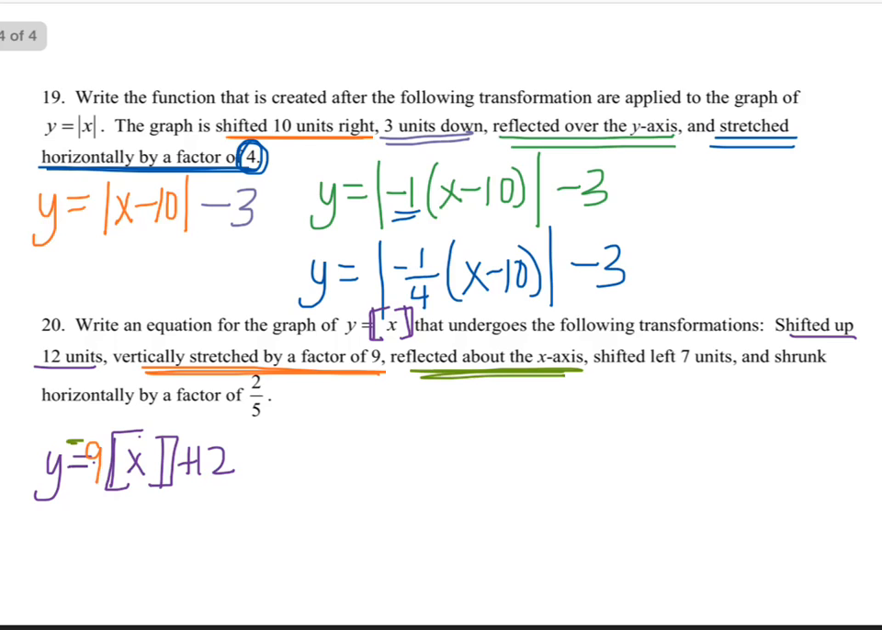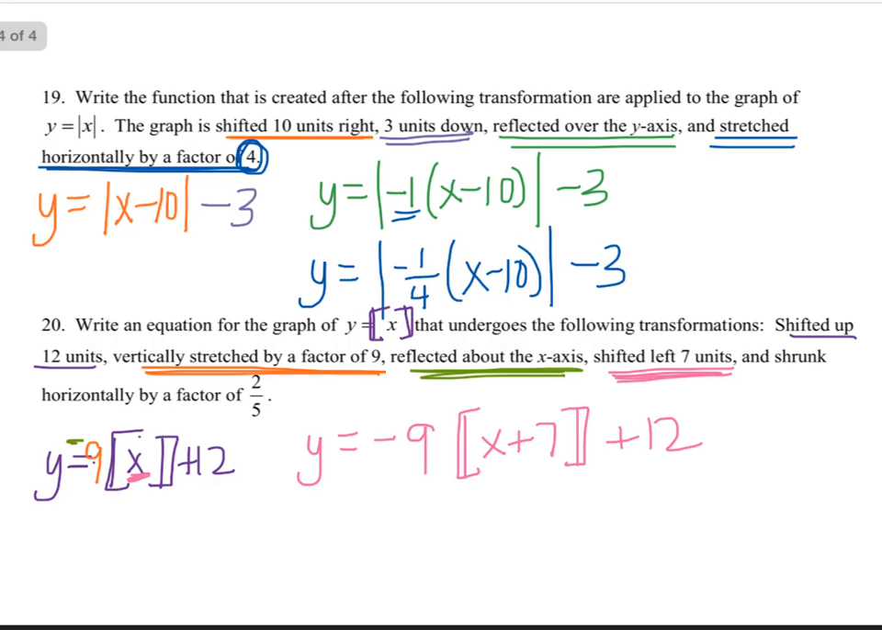And let's see here. Shifted left 7. Now I'm going to go ahead and rewrite this. The left 7 is going to go inside with the x. So we have negative 9, so the reflection over x and the vertical stretch by 9, then greatest integer or step function brackets. X shifted left 7 is going to put a plus 7 inside the brackets. And we still have that plus 12 on the outside, can't forget about that.